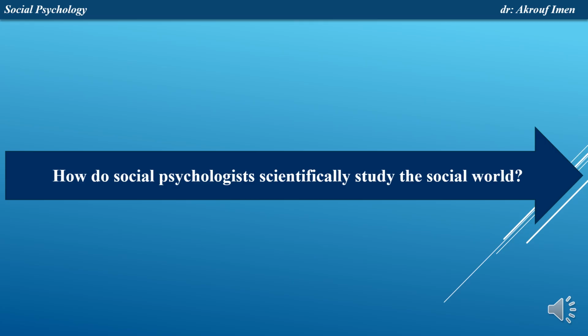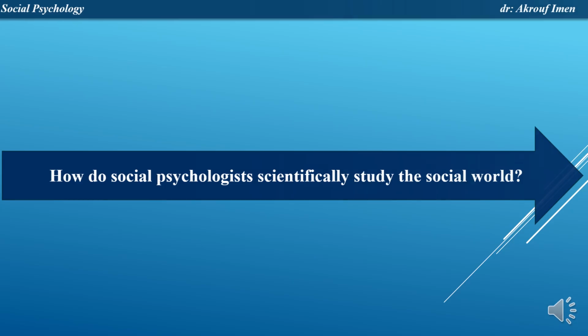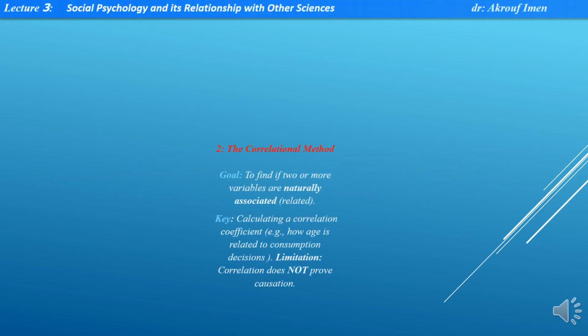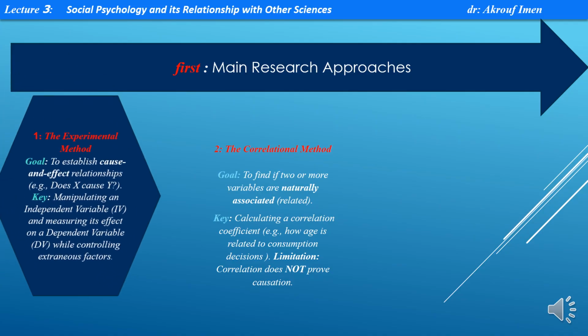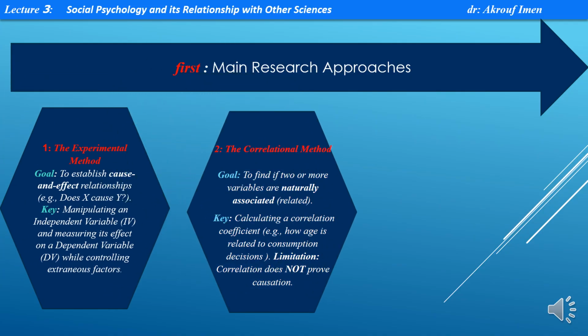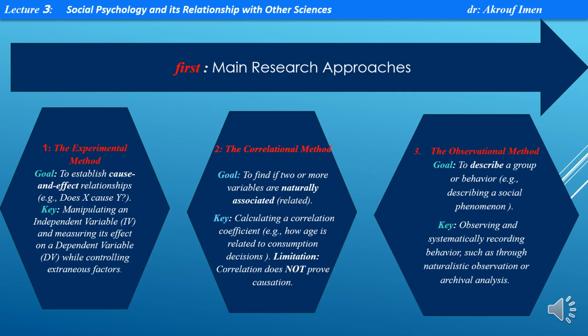How do social psychologists scientifically study the social world? First, main research approaches. We have three, and now we start with the first of all. The experimental method. The goal is to establish cause and effect relationships. The second, the correlational method. The goal is to find if two or more variables are naturally associated. The third one, the observational method. The goal is to describe a group or behavior, describing a social phenomenon.